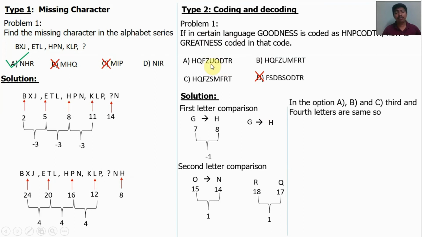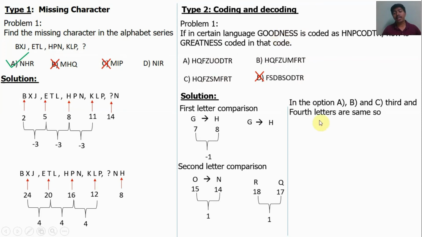In option A, the fourth letter is Z. In option B, the fourth letter is Z. In option C, the fourth letter is Z. All are the same, so we cannot eliminate by comparing the fourth letter. Then the fifth letter comparison. In the fifth letter, option A has U, option B has U, and option C differs. So if we compare the fifth letter, we may eliminate one of the options.